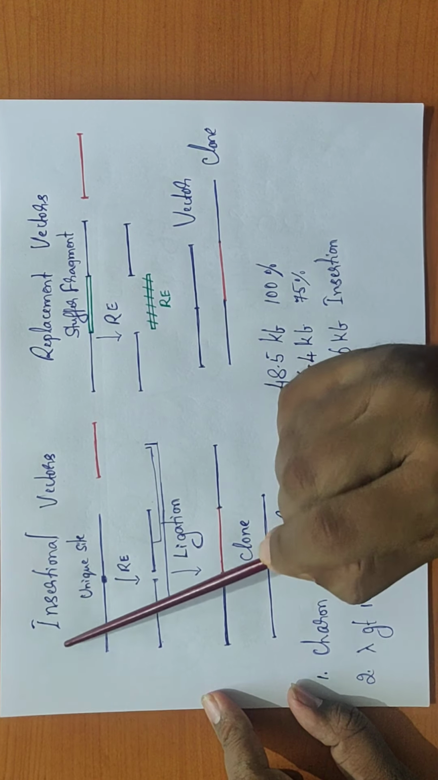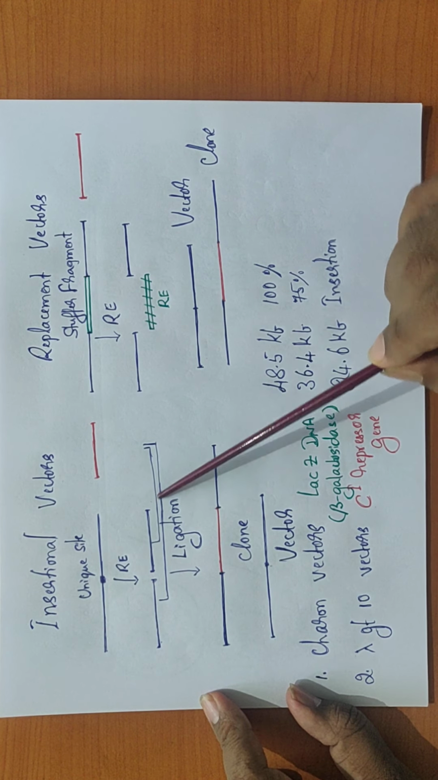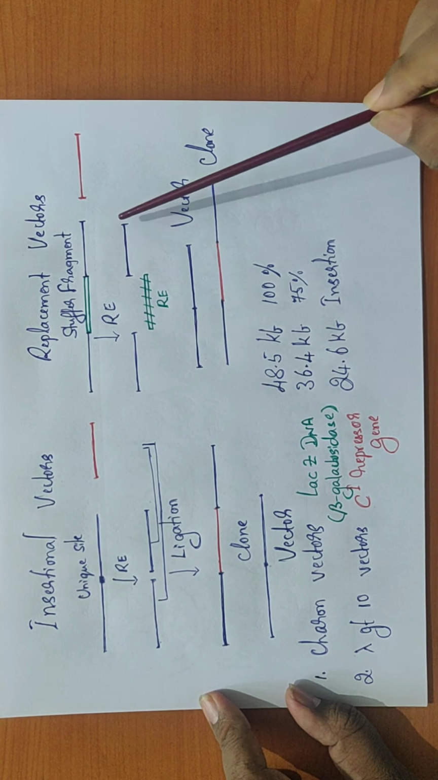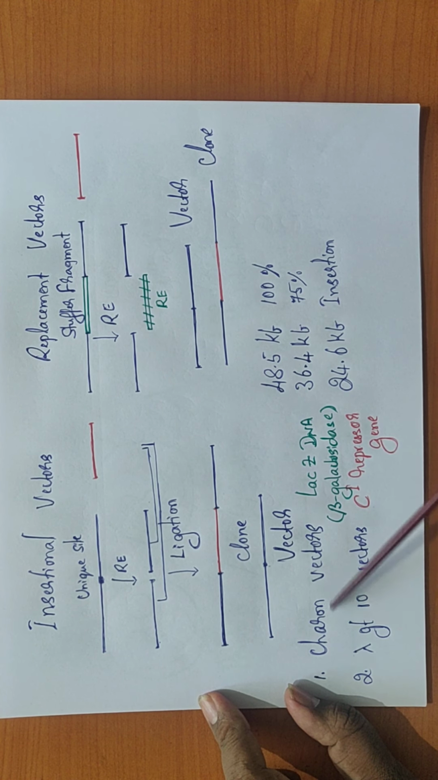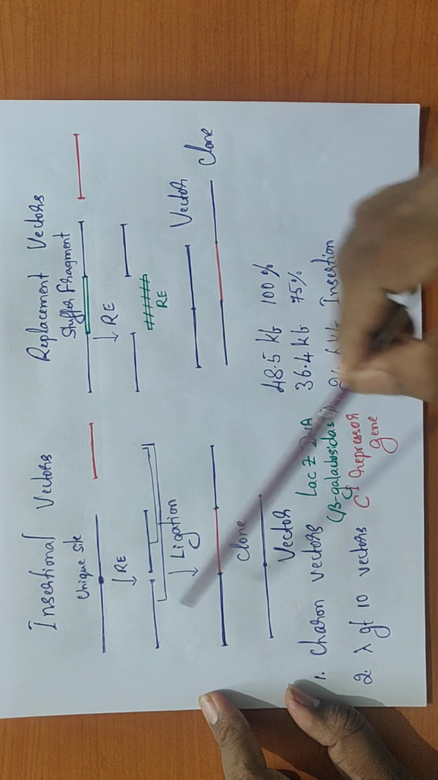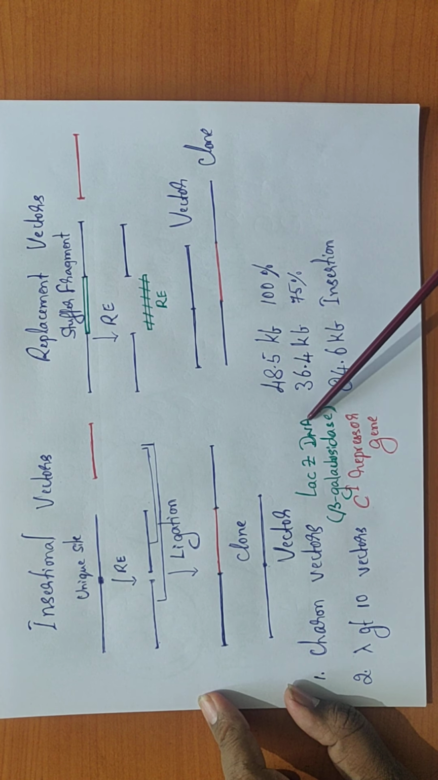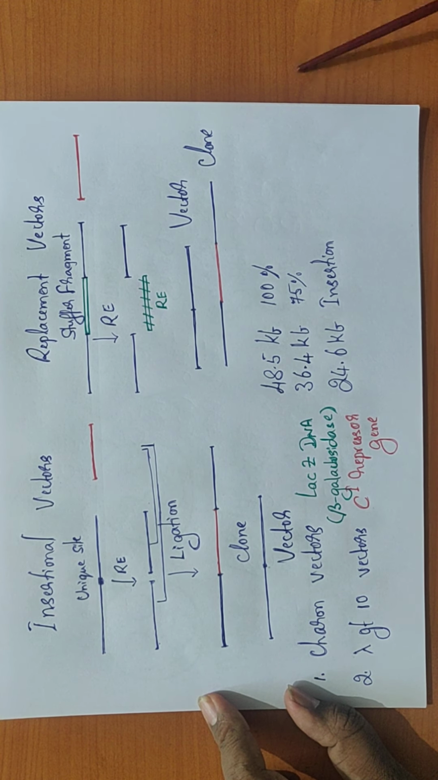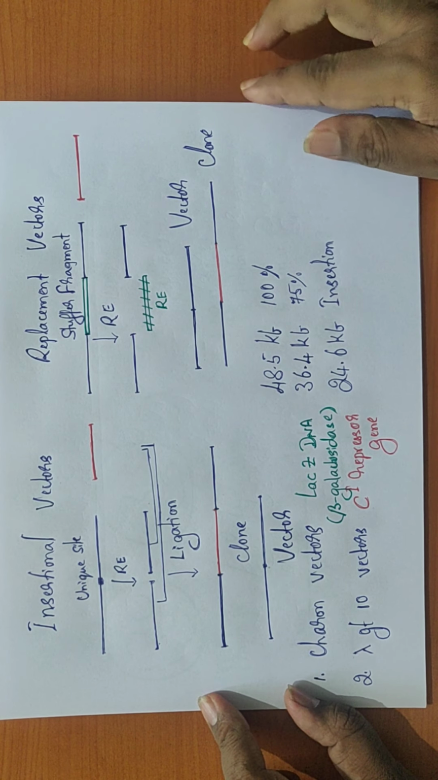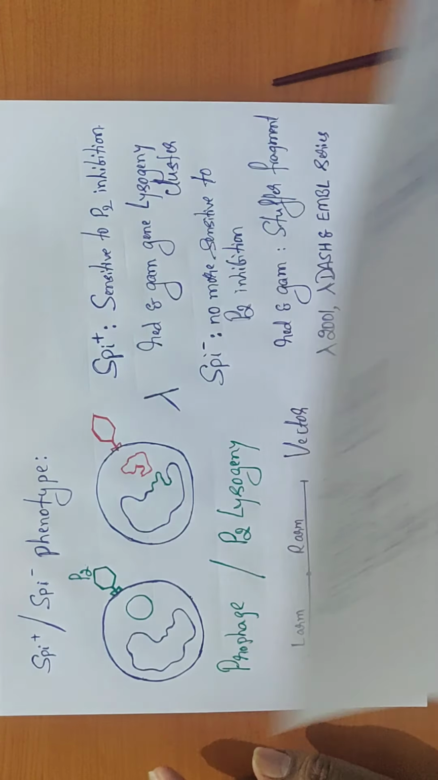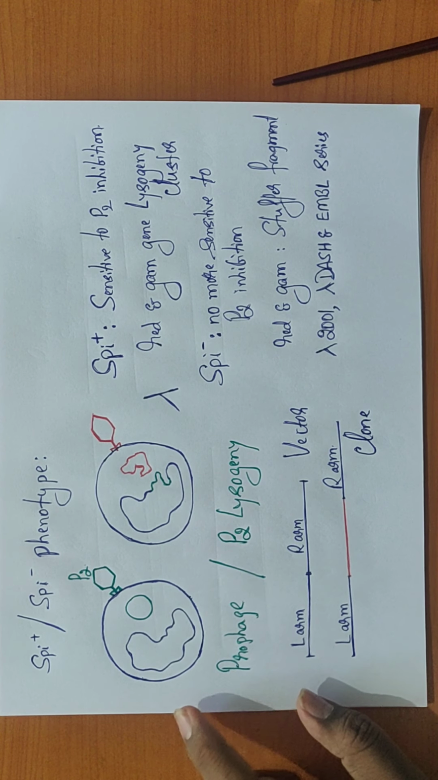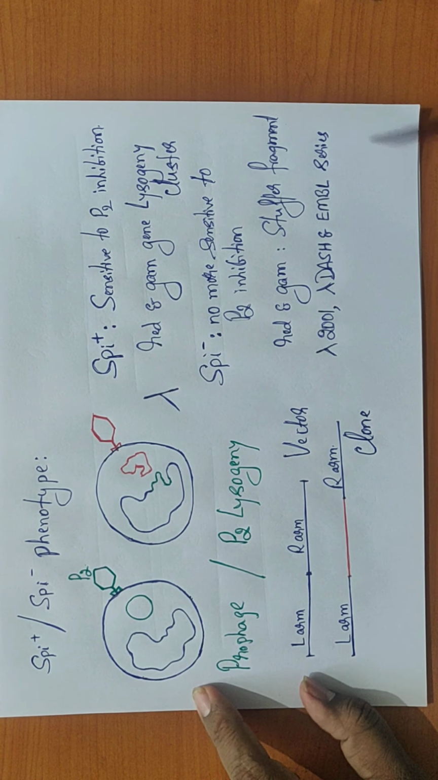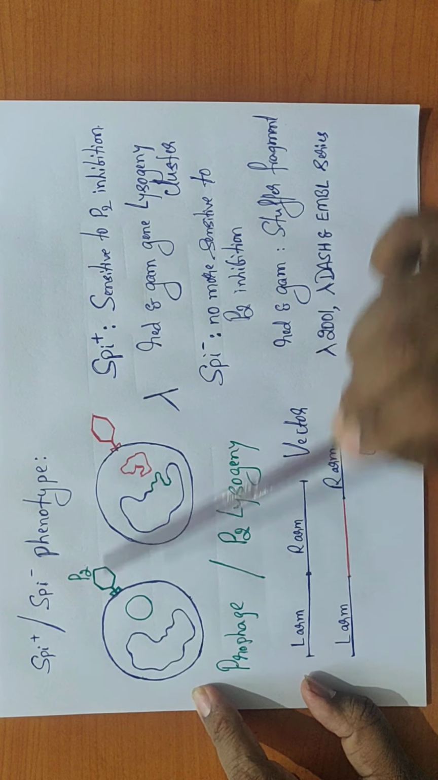So now we discussed what insertional vectors and replacement vectors are, and how the Charon vectors are designed. In the case of the Charon vectors, they have used lacZ DNA for their clonal selection. In the case of the lambda gt10 vectors, they have used the cI repressor gene for the clonal selection. We have one more critical selection. You have to be a little careful, it's a very tricky one.